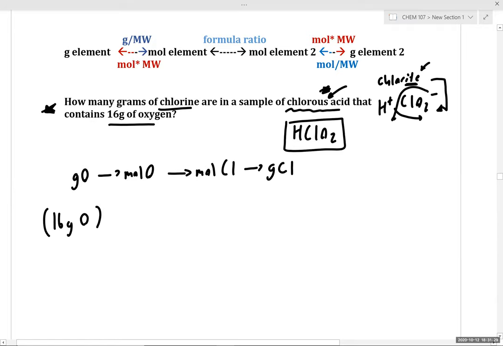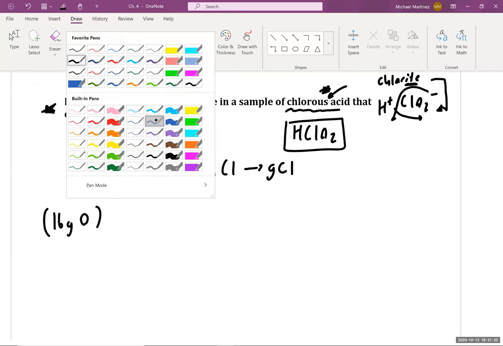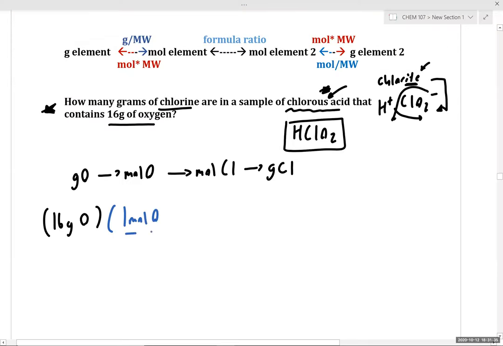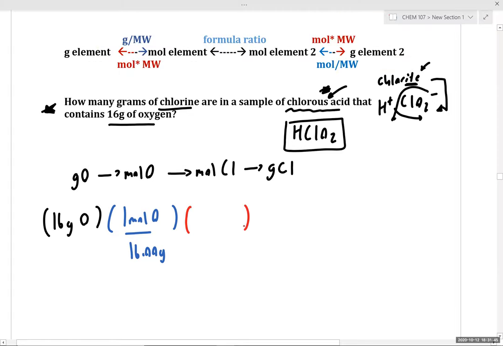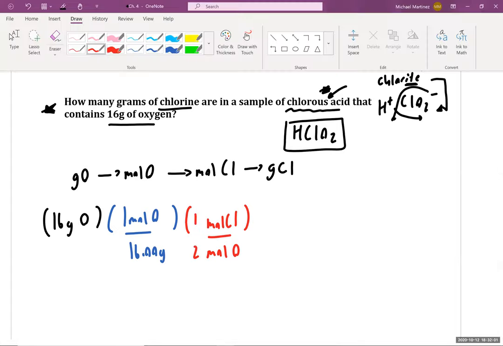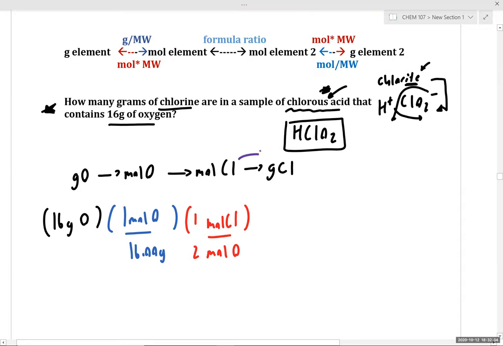Now that we have this unit conversion scheme established, let's execute on this. If we have 16 grams of oxygen, we have 16 grams of oxygen. In one mole of oxygen, we know that we have 16.00 grams. Next, using our unit conversion factor from our formula, how many moles of chlorine do we have per how many moles of oxygen? What is our mole to mole ratio? 1 to 2. We have 1 mole of chlorine per 2 moles of oxygen. Finally, we're going to convert from the moles of chlorine to the grams of chlorine, and we know we have 35.45 grams of chlorine in every mole of chlorine.